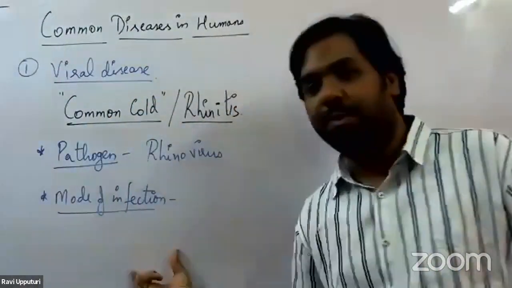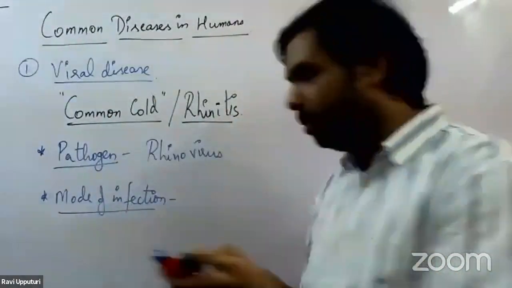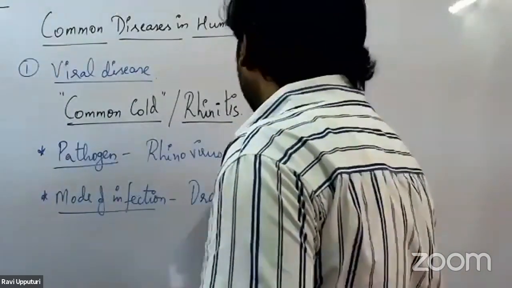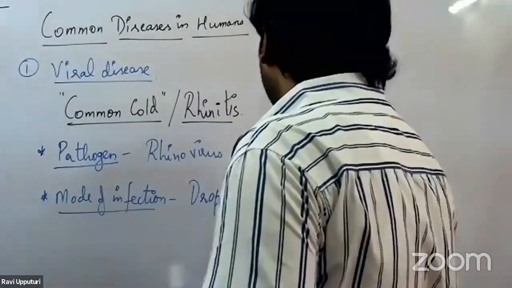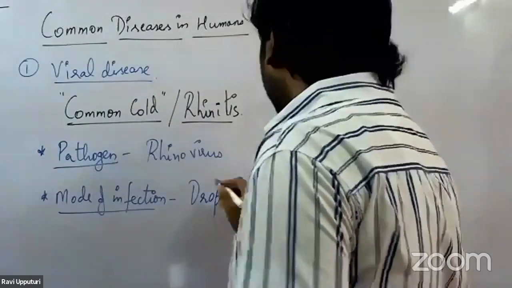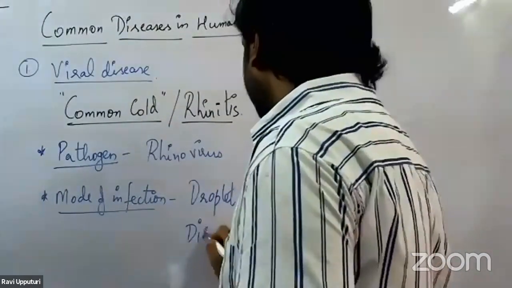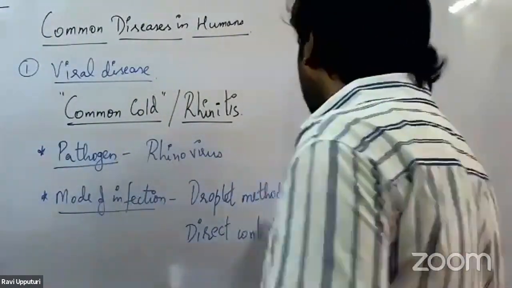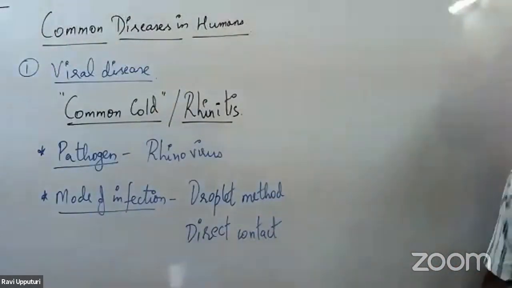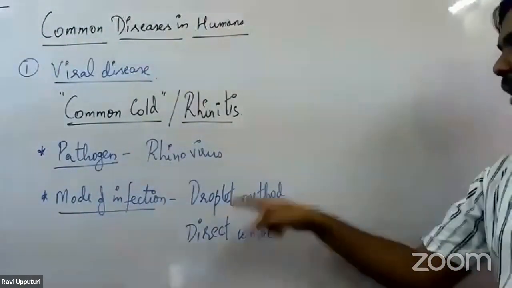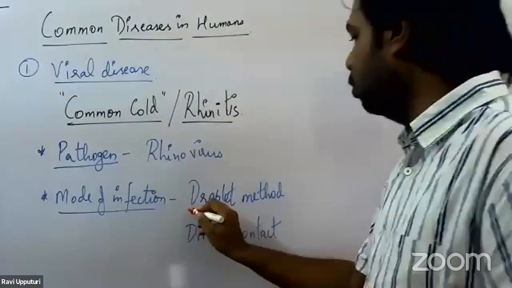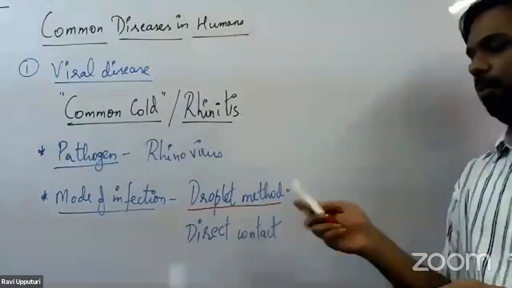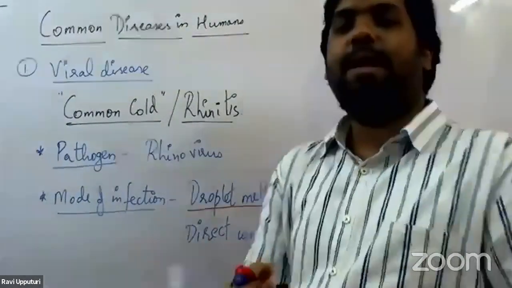So the mode of infection: how is this disease transmitted from person to person? There are two ways. One is called the droplet method, and the other one is called direct contact. We'll see what this droplet method is. The other one is direct contact. These are the two ways this particular virus spreads from person to person. Number one, droplet method. What do we mean by this droplet method?